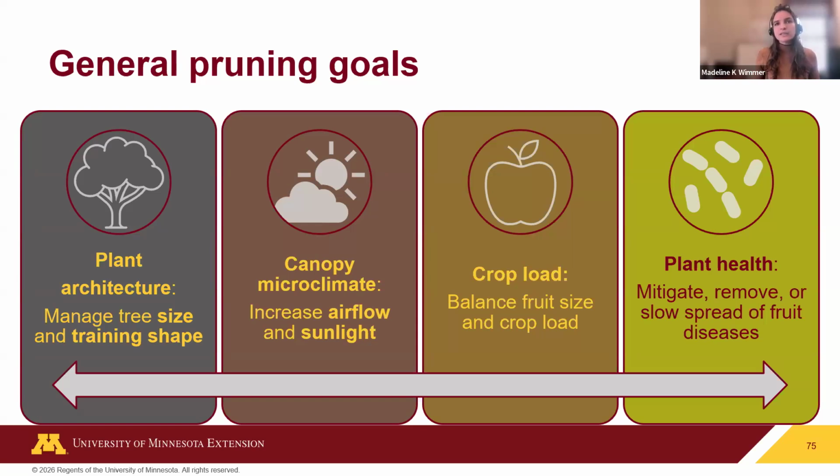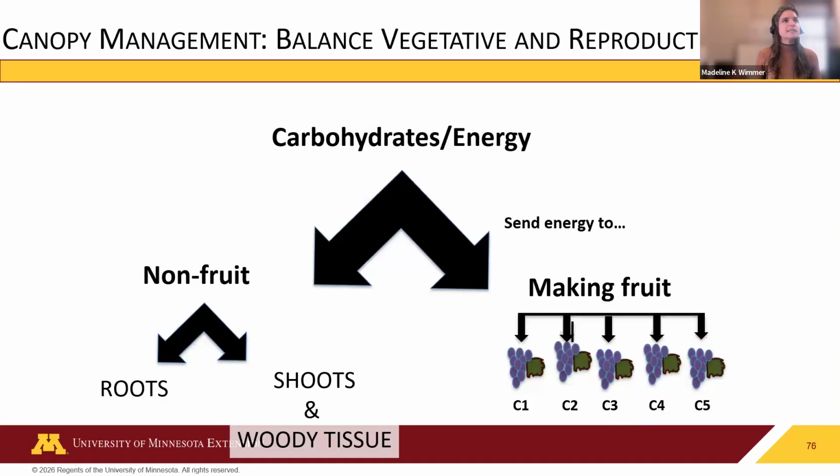And then thinking about plant health in some ways, sometimes you might be removing diseased wood, but again, bringing in that airflow, good airflow can always help mitigate diseases a little bit. So again, here's just another example showing what it looks like. You have a certain amount of energy in the plant every year based on how much it's photosynthesizing, how much wood it has available, and how large its root system is. And it can either put that towards making fruit, or it can put it towards non-fruiting, again, building roots, building shoots and woody tissue. So just recognize that there's kind of this trade-off between the two.